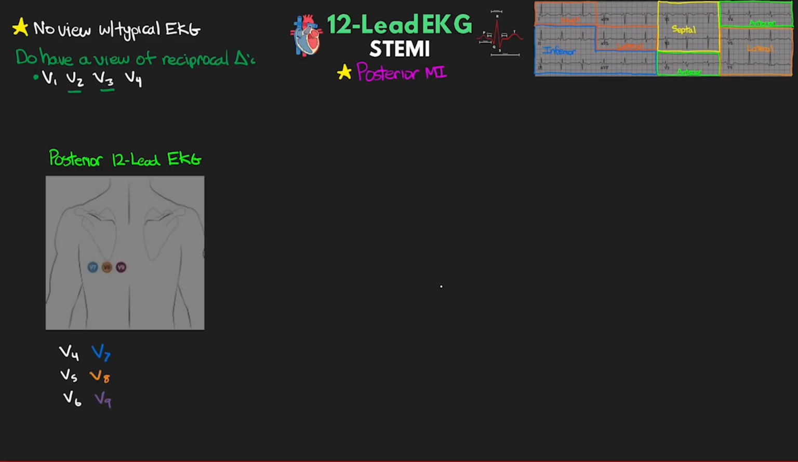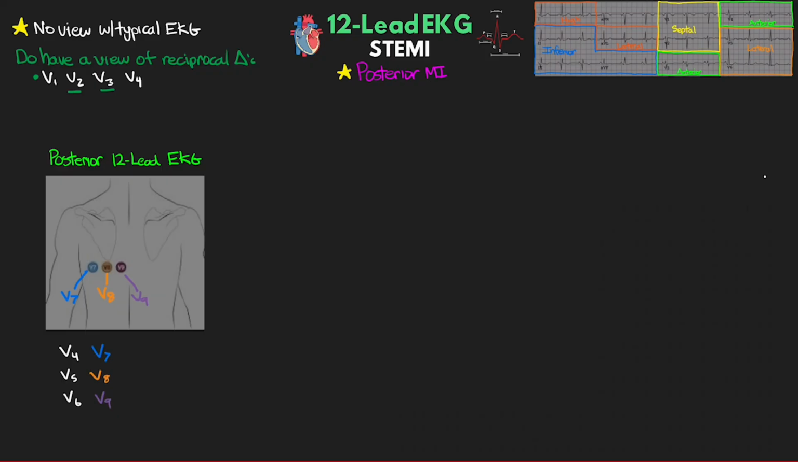To place these, V8 is going to be mid-scapular line, the fifth intercostal space, with us then placing V7 on the patient's left along the axillary line, same fifth intercostal space and same horizontal plane as V8, and then V9 is going to be placed to the right of V8 along the spinal border, again fifth intercostal space, same horizontal plane as the other two.